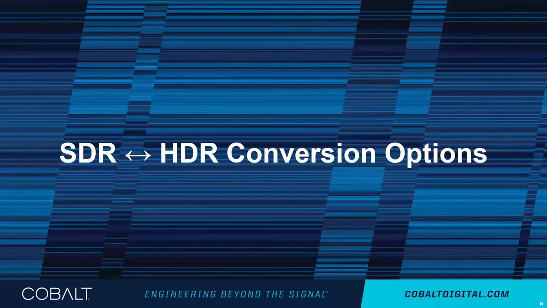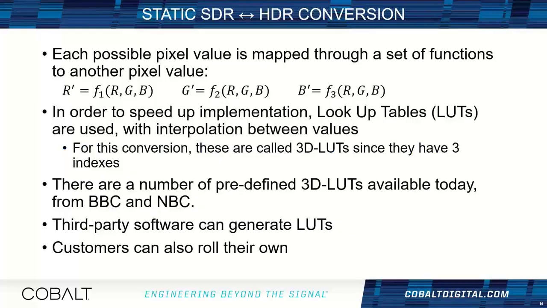Thank you, Cris. Now we're going to talk about HDR and SDR conversions, because this is one of the things we're going to be showing at NAB. So don't get scared by the math. Let's talk about static conversion. In static conversion, you take every pixel value and you map it onto another pixel value. For any value of the pixel, you get another value.